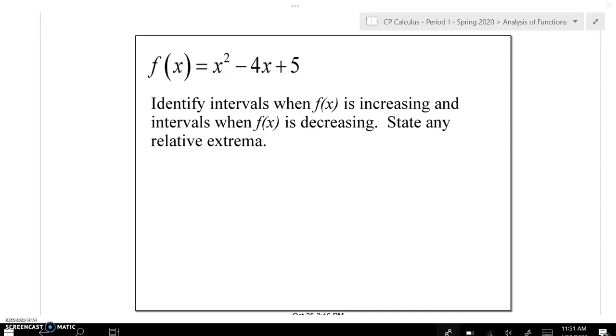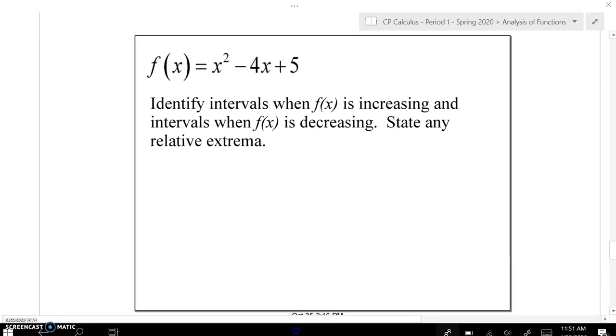Just to start off, as we do with all of these analysis pieces, we're going to start off by taking the derivative of our function. So we are going to take the derivative of x squared minus 4x plus 5, and it's 2x minus 4.